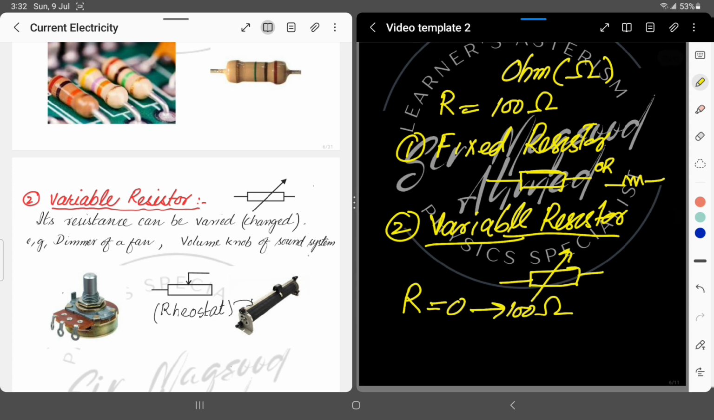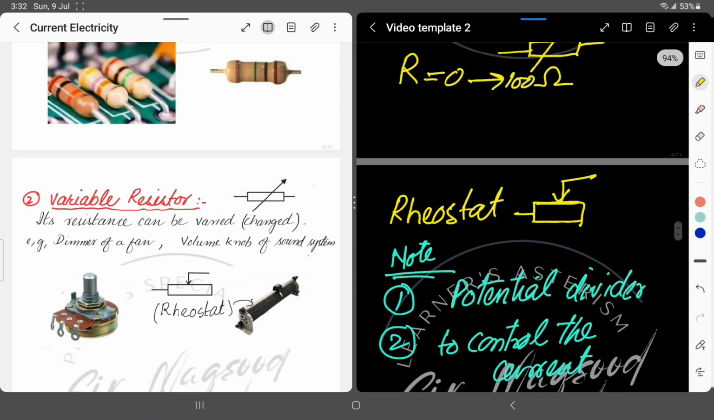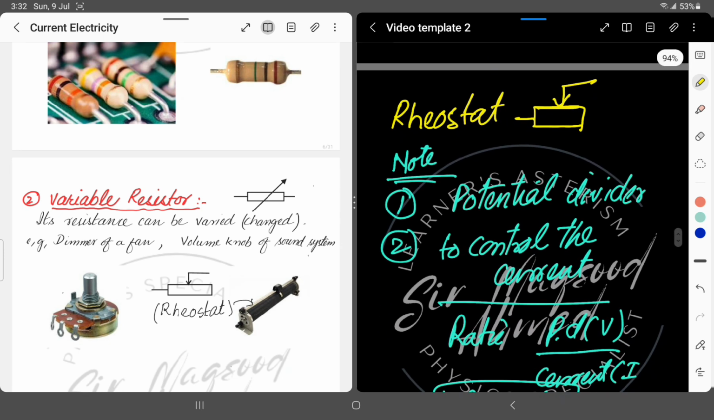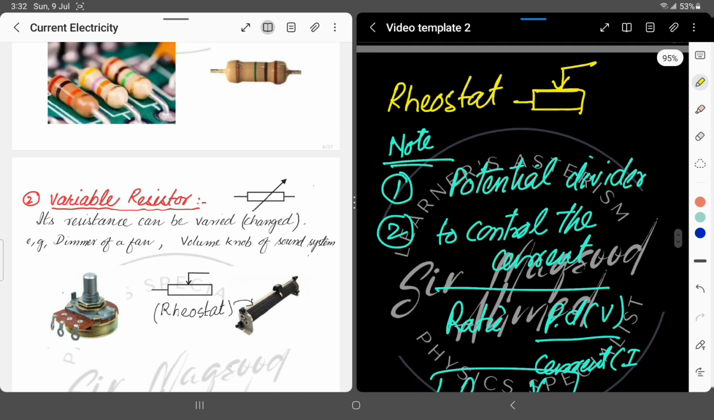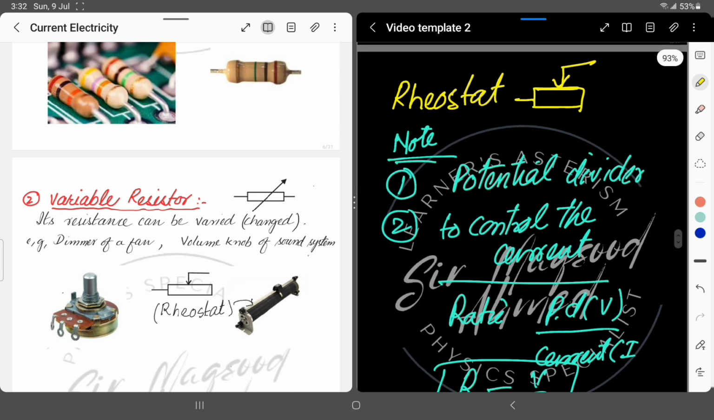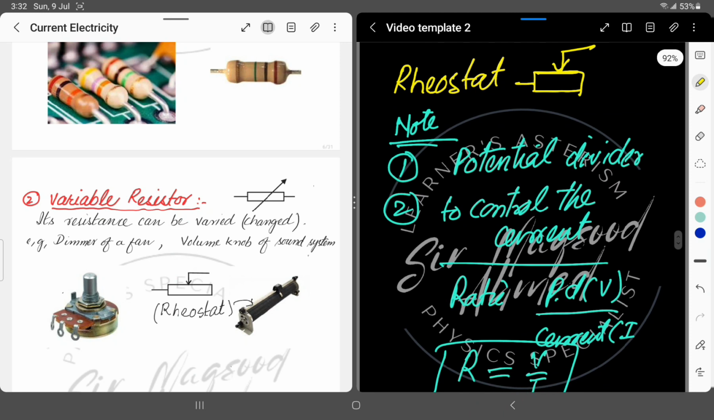Rheostat is also a variable resistor. Its symbol is as shown. It consists of several meters of wire. By varying the length of the wire, we change the resistance.